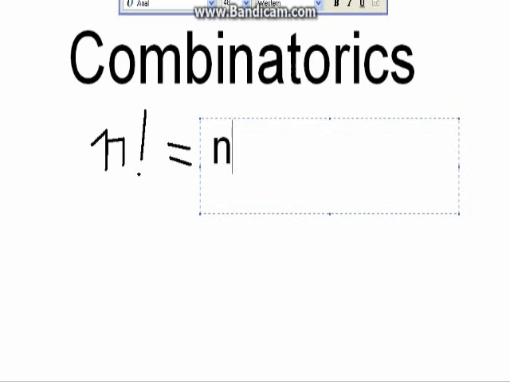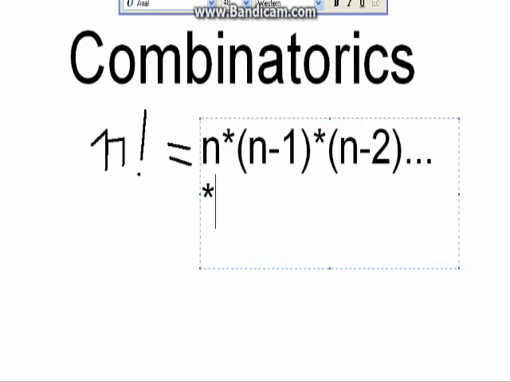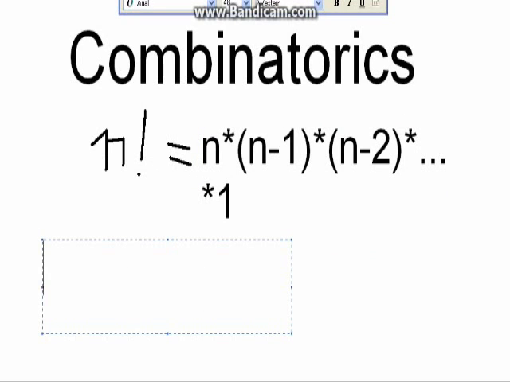So when you see n exclamation mark or n factorial, what it means is you get n, and then you times it by n minus 1, the integer underneath n, the next lowest number. Then you times it by n minus 2, and so on, until you get to 1. Then you times it by 1. Okay? So, for example, 4 factorial means 4 times 3 times 2 times 1.